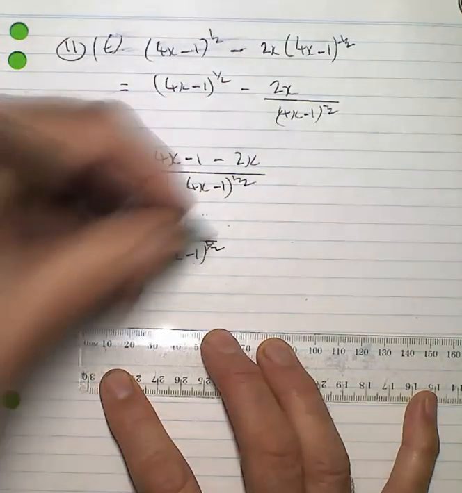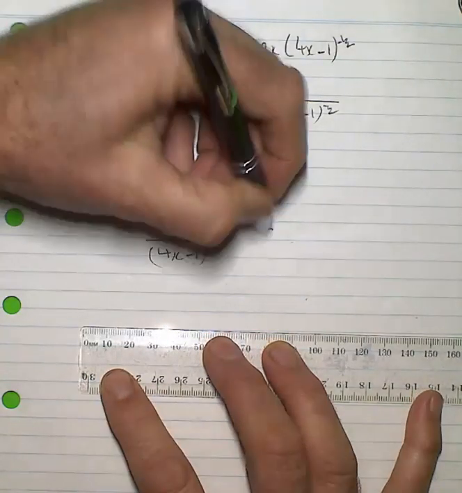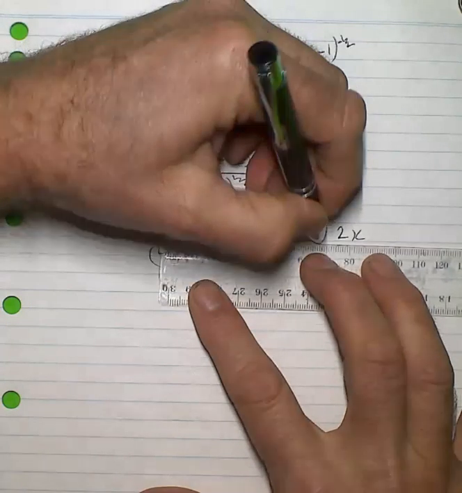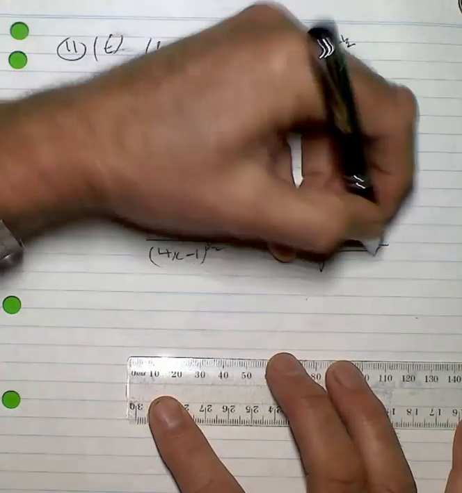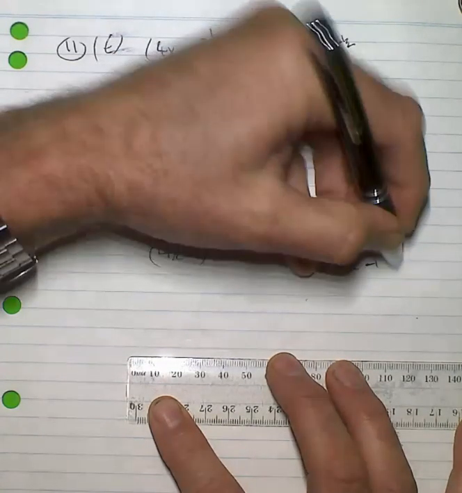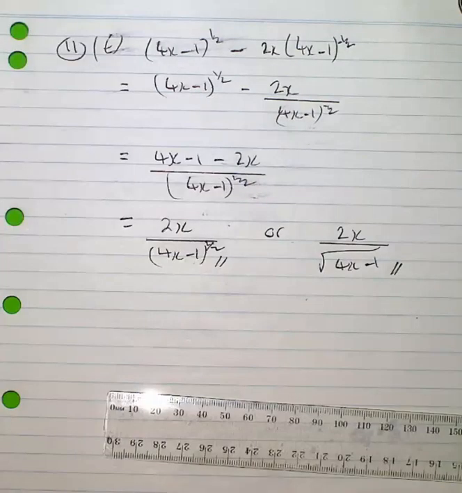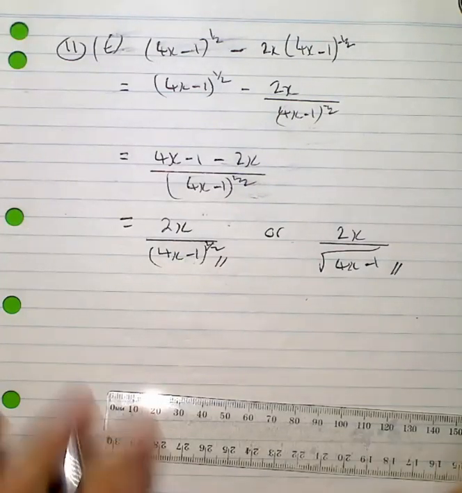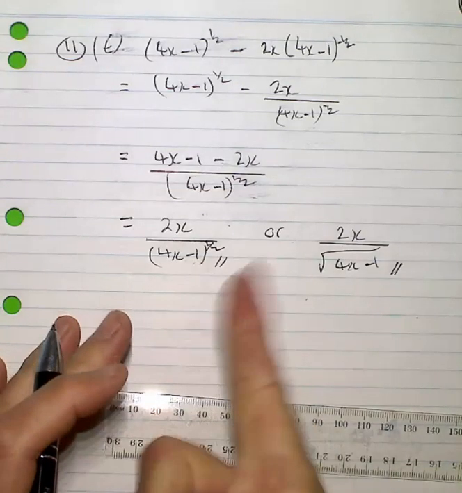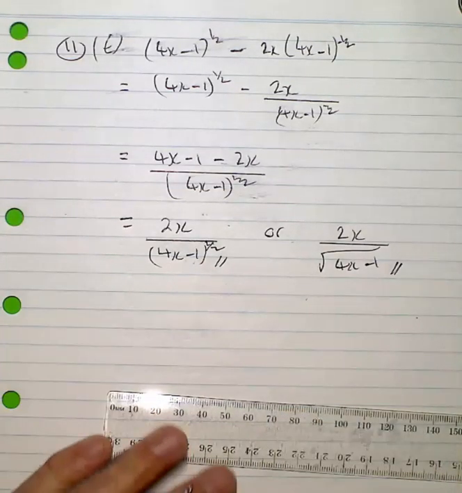Now, it's not required, but if I had to, I can rewrite that in the surd form of 2x over the square root of 4x minus 1. Both answers are acceptable depending on what you're required to do. In this case, the positive index is fine, but occasionally the other format is required.